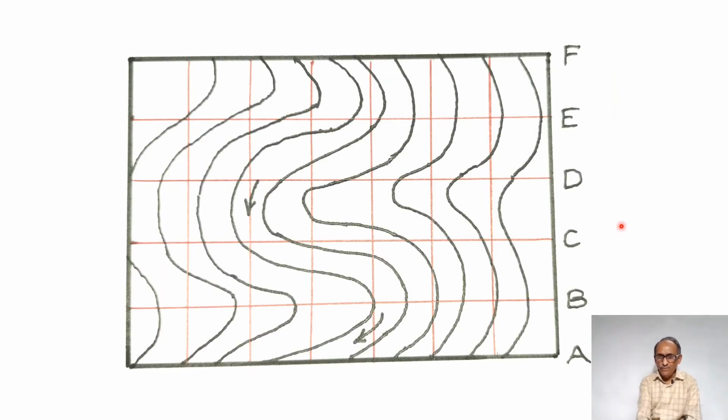So what we have done here is, whatever contour diagram is given to us, we have divided it into a grid, or we have drawn a grid on it, and we have given these lines letters, say A, B, C, D. Now this is called the multiple section method.